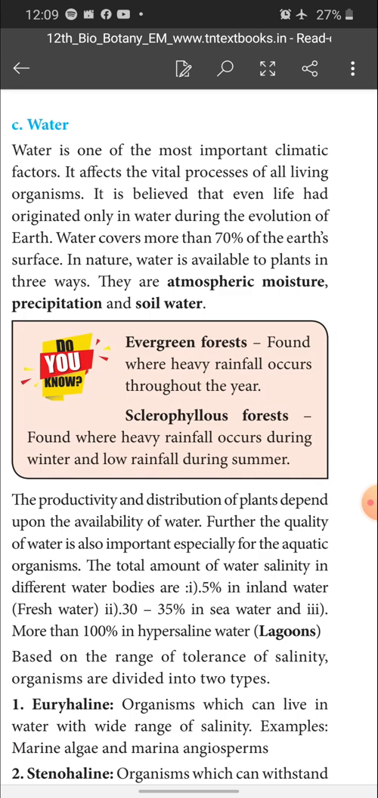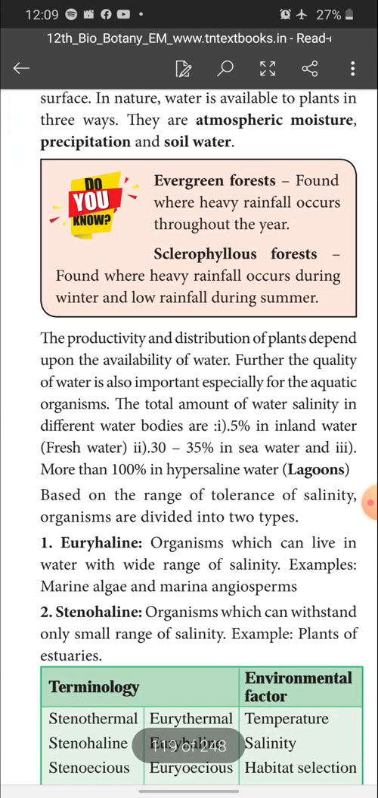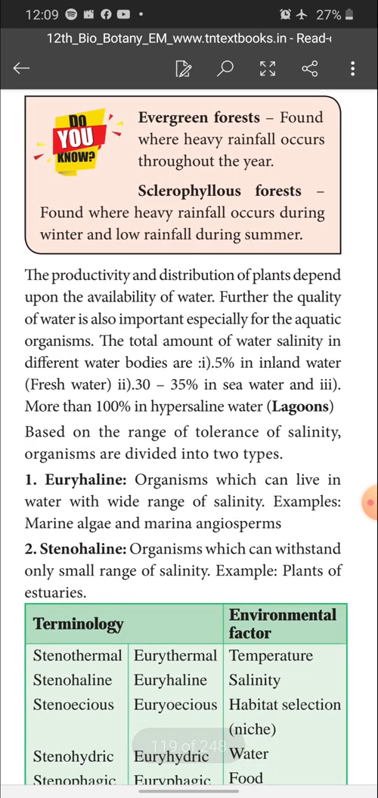Based on the range of tolerance of salinity, organisms are divided into two types. What are the two types? They are euryhaline and stenohaline. What is euryhaline? This is a 2-mark question: differentiate between euryhaline and stenohaline.